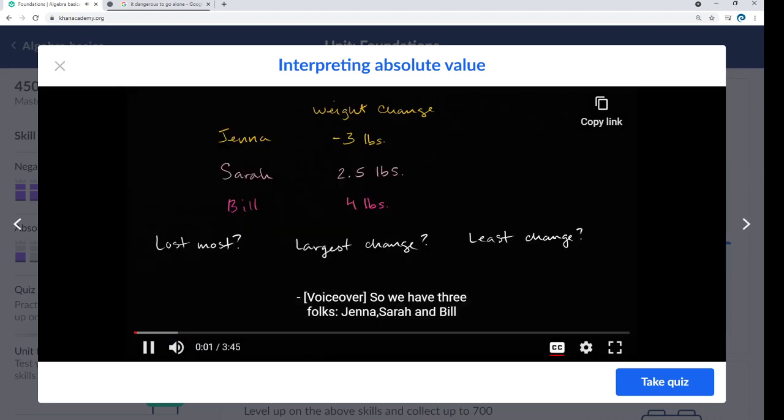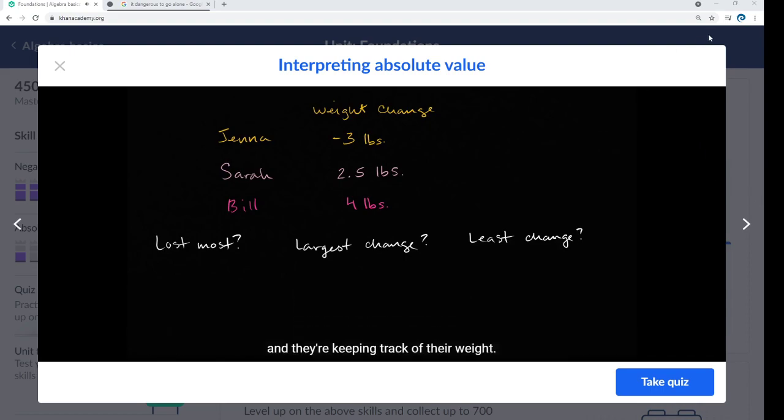So we have three folks, Jenna, Sarah, and Bill, and they're keeping track of their weight over a month. And right over here we have their weight change over the month. So if you take their ending weight and from that you subtract their starting weight, that's your end weight minus your starting weight. That's going to be your change in weight over that month. And so we have the change in weights here.